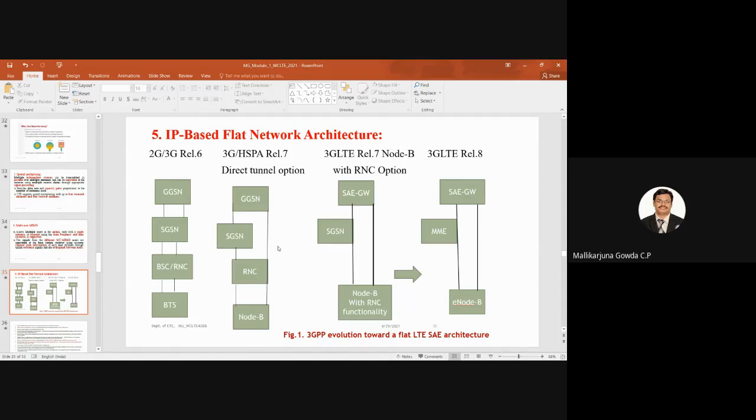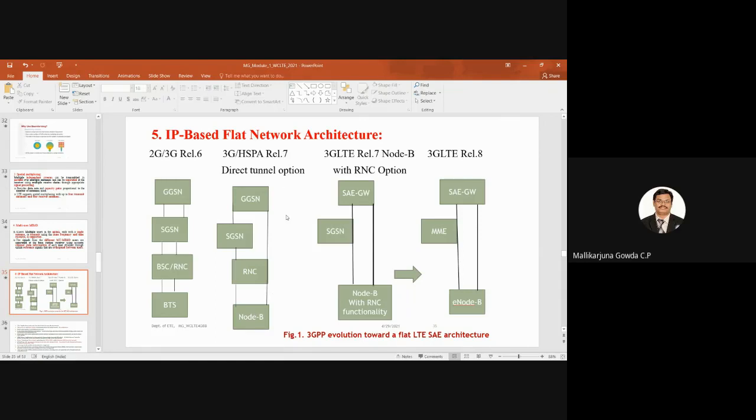Okay, so delay will be less. That is one change with respect to the previous one. And another change is what I said, the functionalities of base station controller and BTS clubbed together, and it has been brought to a new element called node B. Okay, so together is known as the node B. So this is release 7.